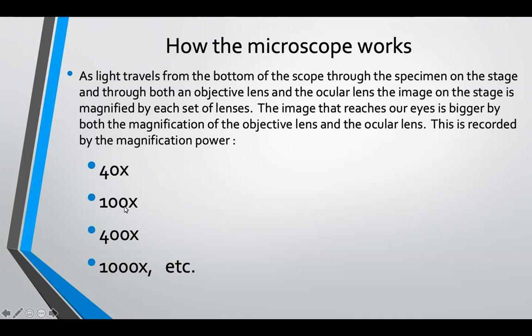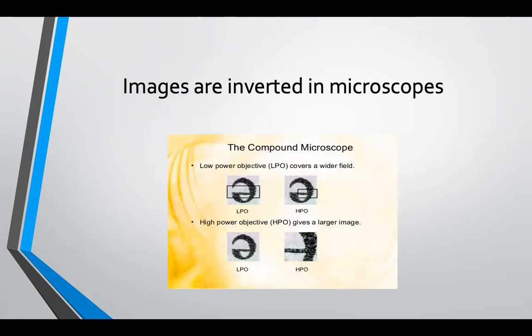Another objective lens magnifies it 10 times, so 10 times 10 is 100. Another objective lens magnifies it 40 times, so 10 times 40 is 400. And the highest objective lens power magnifies it 100 times. So we take 100 times the 10 of the ocular lens and we get 1,000 times magnified.